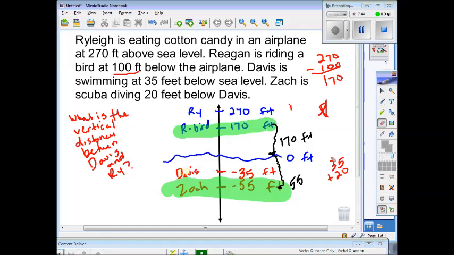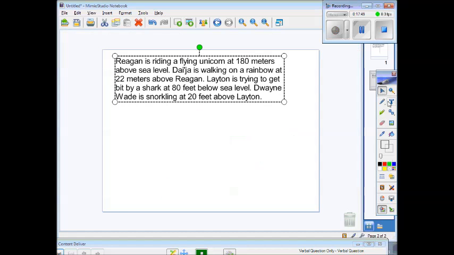All right. I'm going to have you guys try one now. I'm going to reread this again because it's very much a reading question. You could almost make the argument this question could be an English question just as much as a math question, because it's all about reading. So Reagan is riding a flying unicorn at 180 meters above sea level. Deja is walking on a rainbow at 22 meters above Reagan. Leighton is trying to get bit by a shark at 80 feet below sea level, and D. Wade is snorkeling at 20 feet above Leighton.